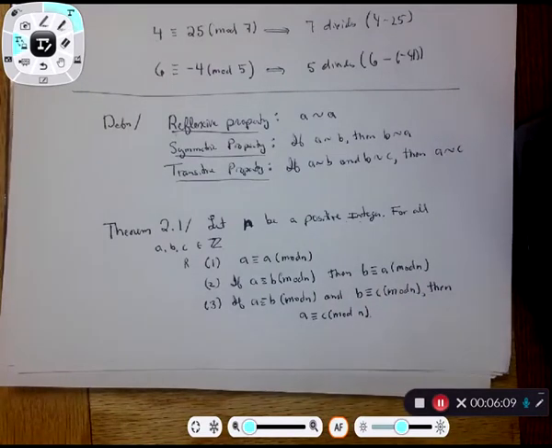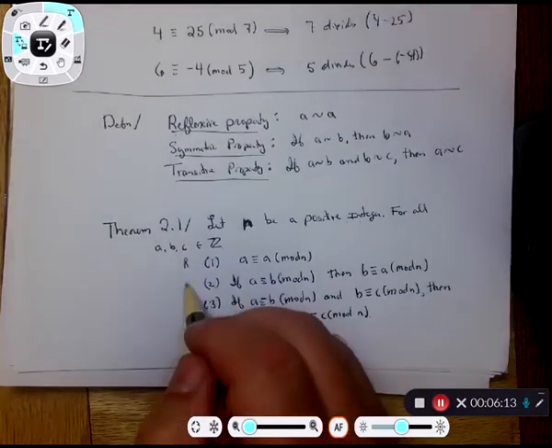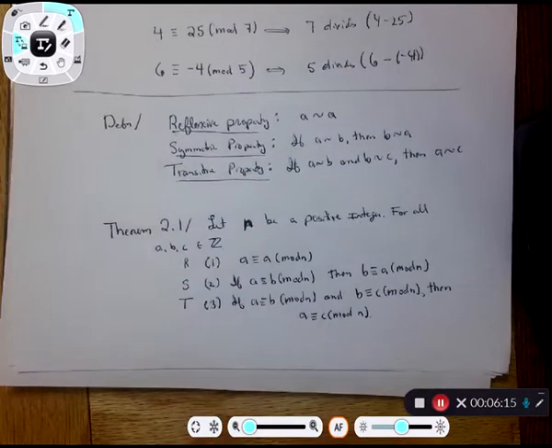And the last one, so this is the symmetric property. This last one is the transitive property, obviously. If A is congruent to B mod n and B is congruent to C mod n, then A is congruent to C mod n. Let's talk about that for a second.